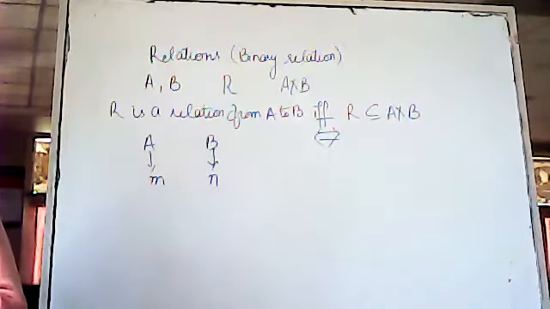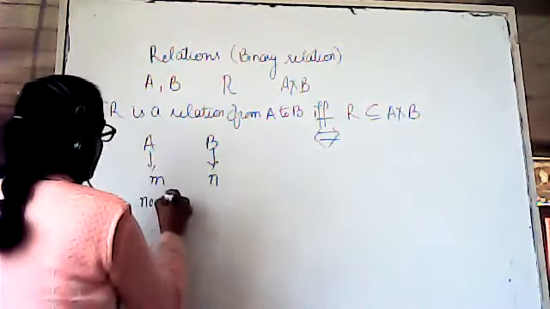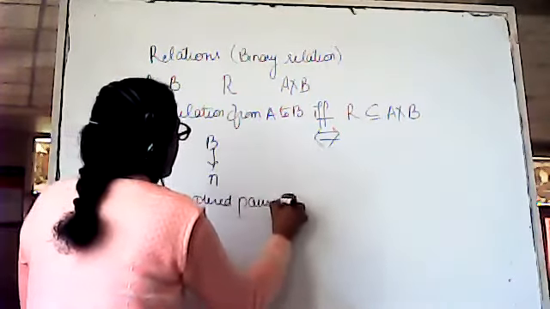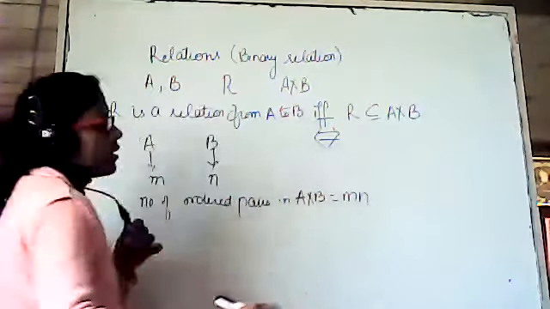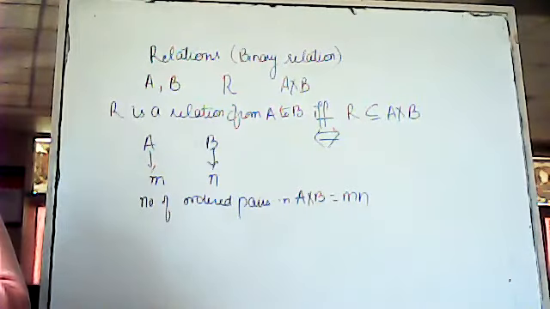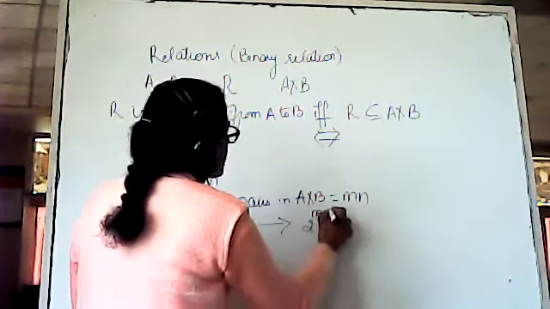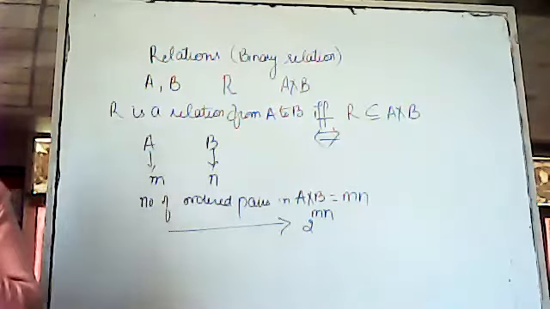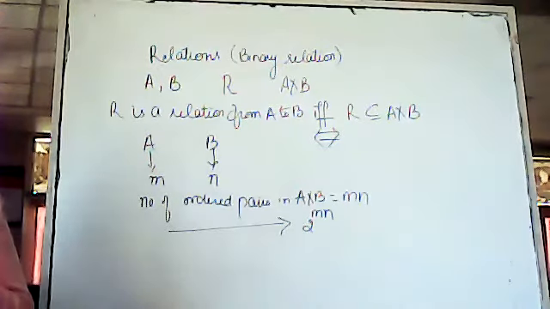Then the number of ordered pairs in A cross B equals M into N. And the total number of subsets of A cross B is 2 raised to the power MN.